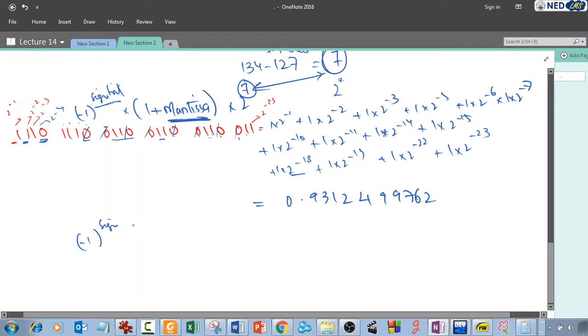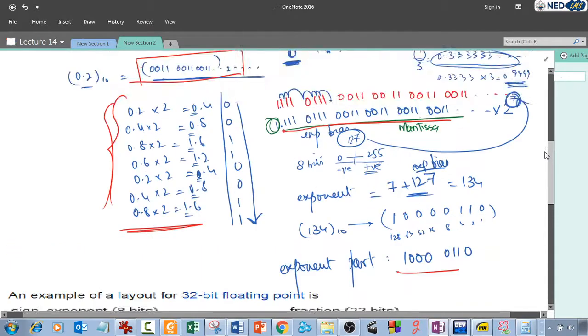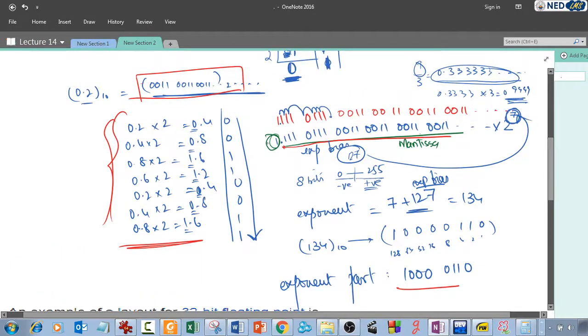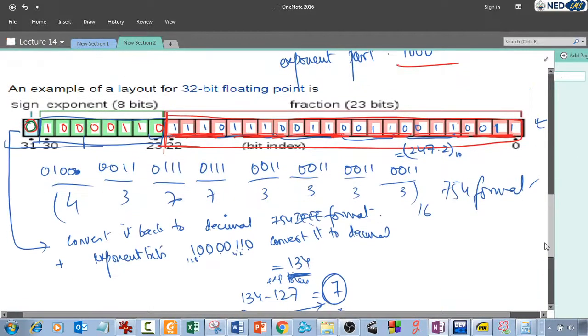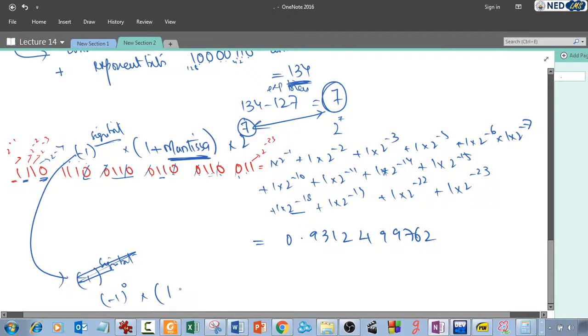So the last thing I need to do is use this formula: minus 1 to the power sign bit. The sign bit is 0. I'm going to add 1 because I did not include the 1 in the original. Remember that we did not include this one, it is understood to be there; we just included the mantissa part, so we need to add 1 here. So it's the very reverse process. So 1 plus the mantissa part is 1.9312499762.